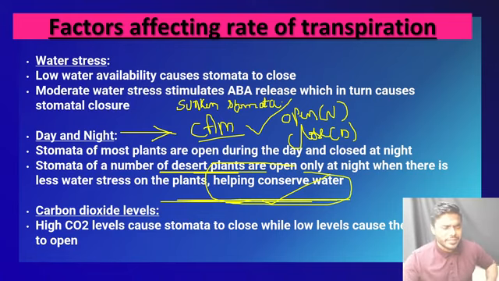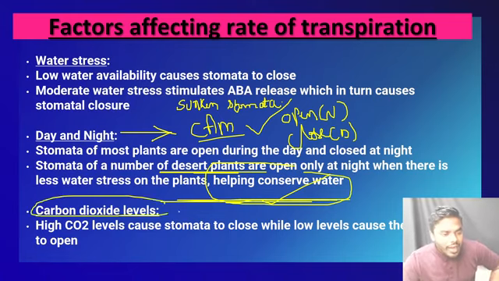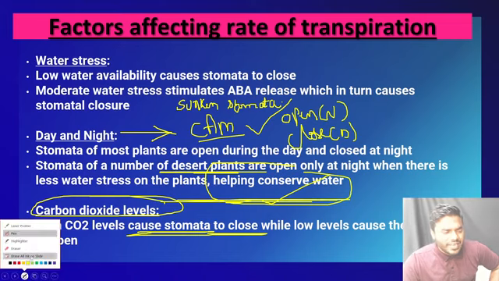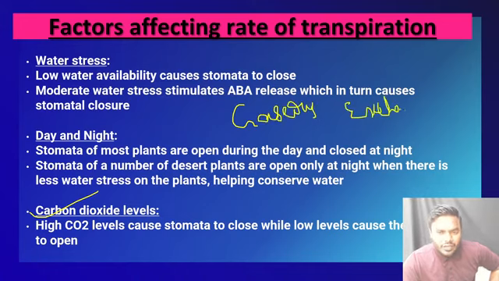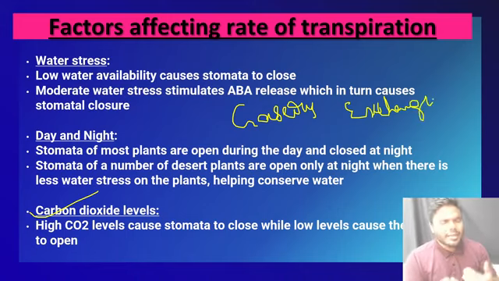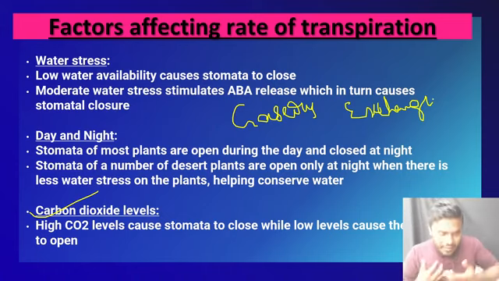That's a simple point. Now, carbon dioxide levels. High carbon dioxide level causes the stomata to close. Friends, this is really a good point. You all know the major function of the stomata. We discussed that the major function of the stomata is gaseous exchange. When the carbon dioxide enters inside, what happens? The plant uses that carbon, converts it into sugar. They will use it for their growth and development.